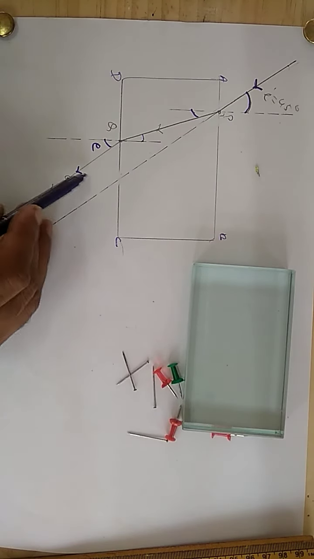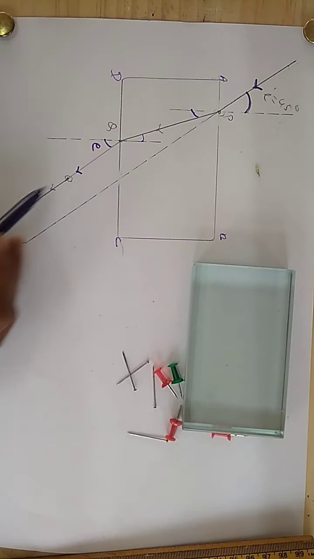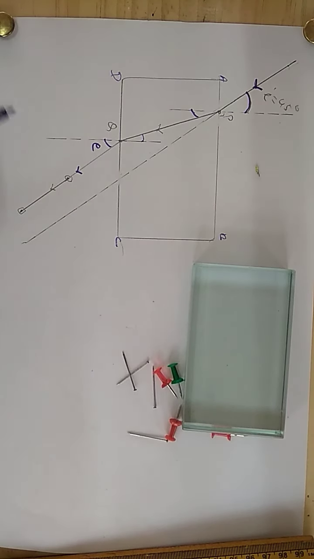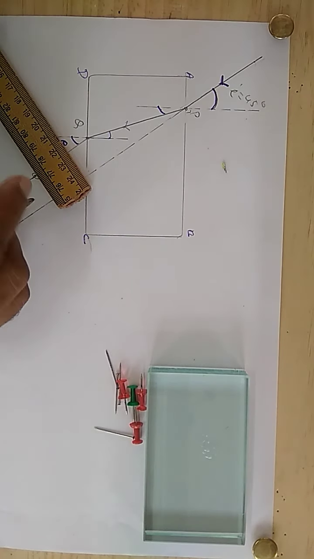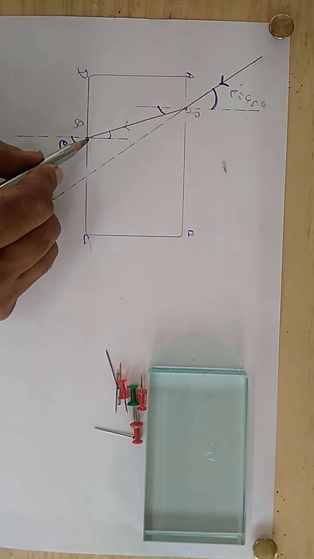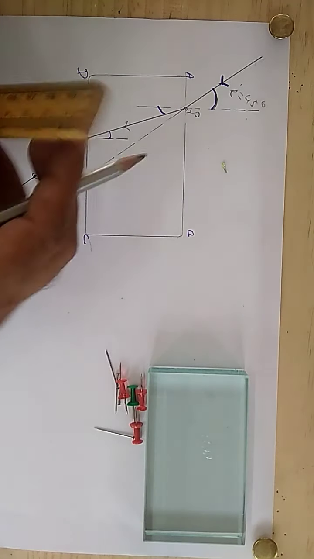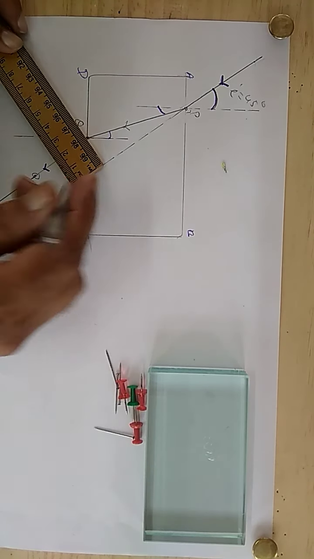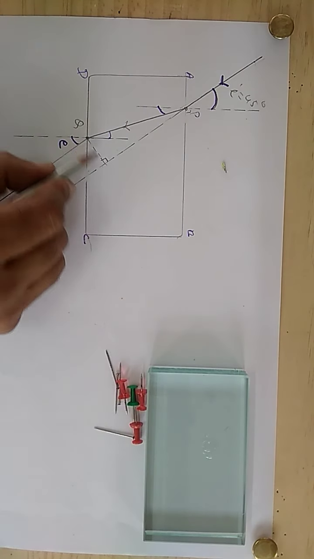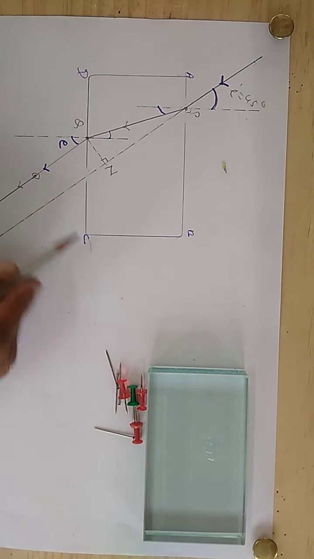We can find the separation between these two, the original direction of the ray and the emergent ray. This perpendicular distance between these two is called lateral shift. To find the lateral shift, we can draw a normal from Q on the direction of the incident ray at 90 degrees. This length, suppose it is Qn, will be the lateral shift.